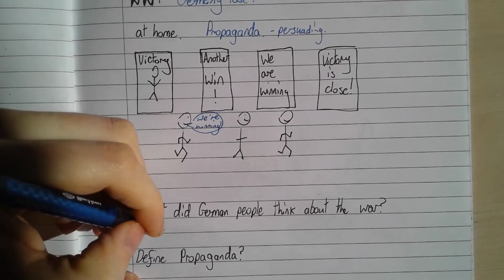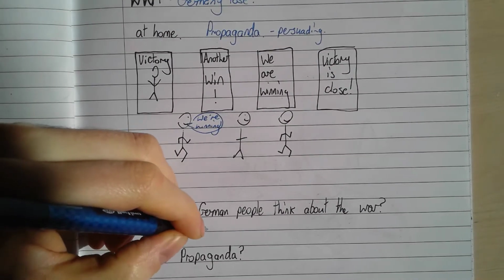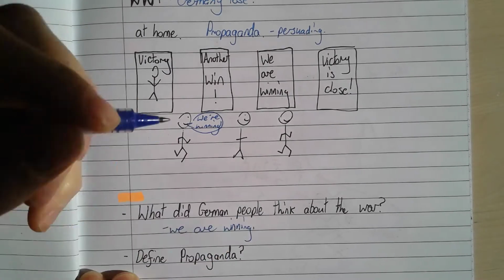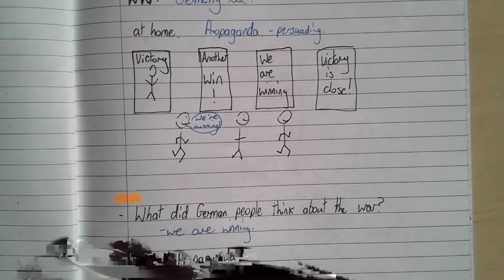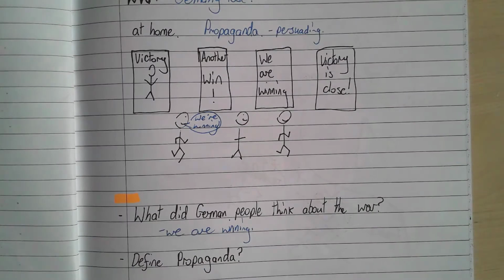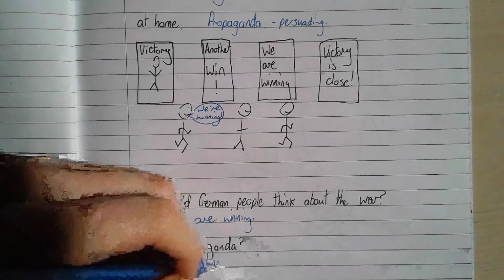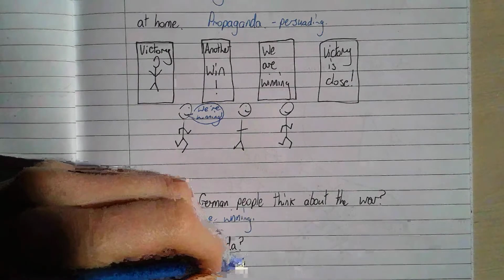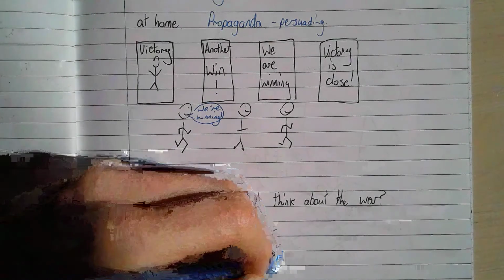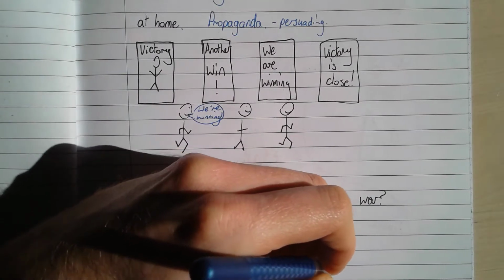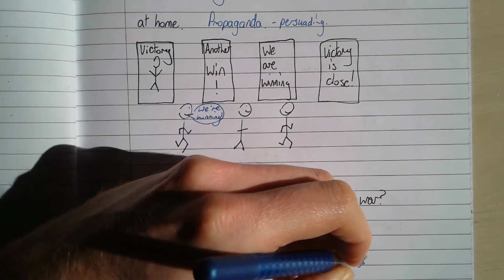Alright, so German people thought they were winning. Okay? They were starving. They were going through tough times, but they thought this was all helping them win. So they thought they were winning. And define propaganda: being persuaded to change your beliefs, often political.